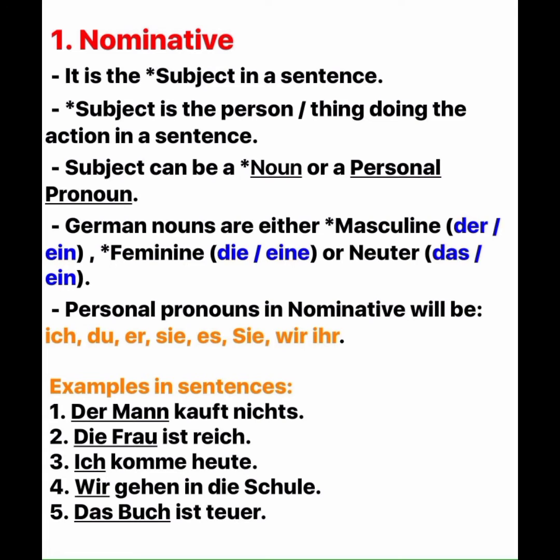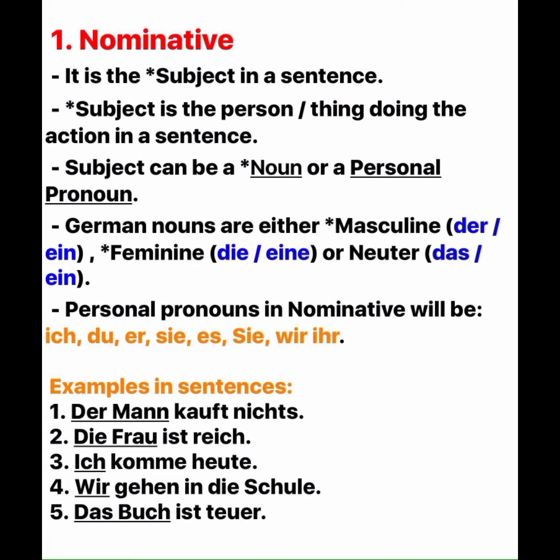Here are some personal pronouns in nominative. We have ich, which simply means I. Du is you in the informal. Er is he. Sie means she. Es simply means it. Sie can mean she or they. Sie, capital S-I-E, means you, formal. Then you have wir, which is we, and ihr, which is the plural of you.